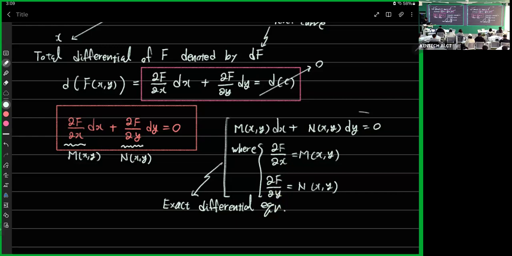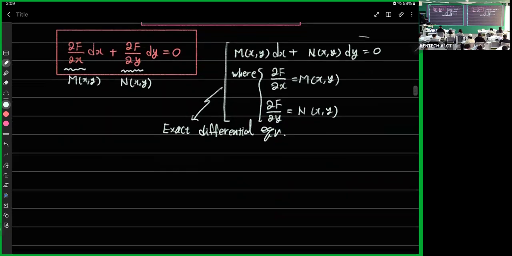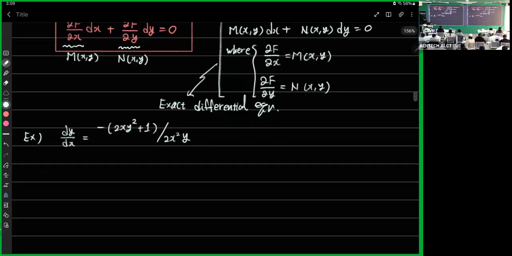So, the example. I think I'll give you an example. dy/dx is equal to minus (2xy squared plus 1) divided by 2x squared y. Okay. You may just try to use the method of separable, or what we learned so far for solving first order ODEs.